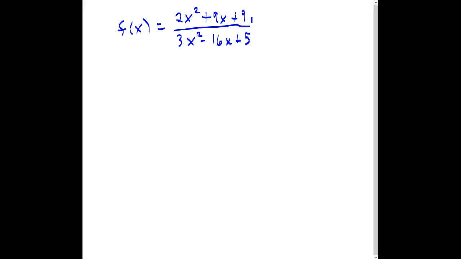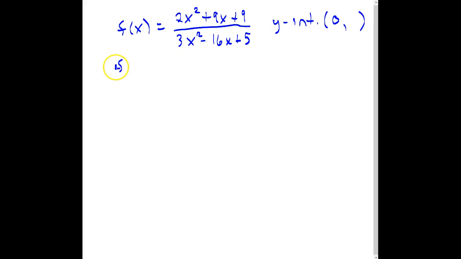And we're asked to find the x-intercept, y-intercept, vertical asymptote, and horizontal asymptotes if it has them. So let's start with probably what would be the easiest thing to find to start with, the y-intercept. Now some things to remember. The y-intercept is where x equals 0. So that means I'm going to plug 0 in for all my x's.